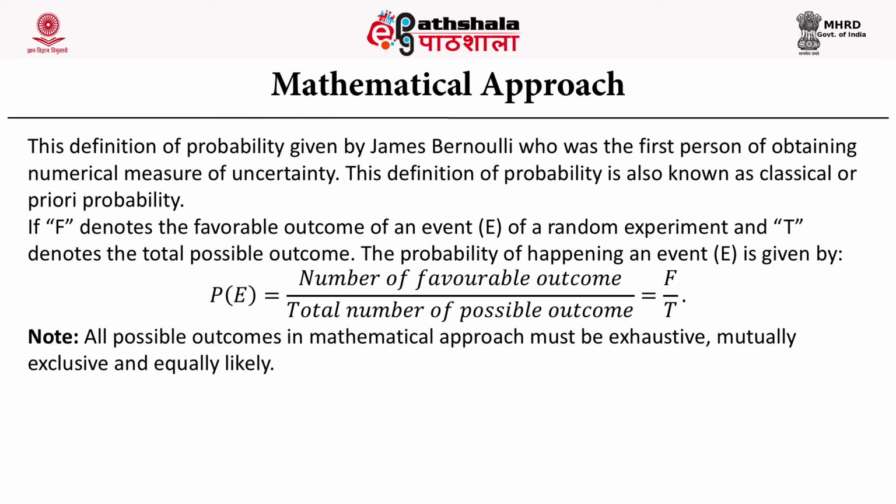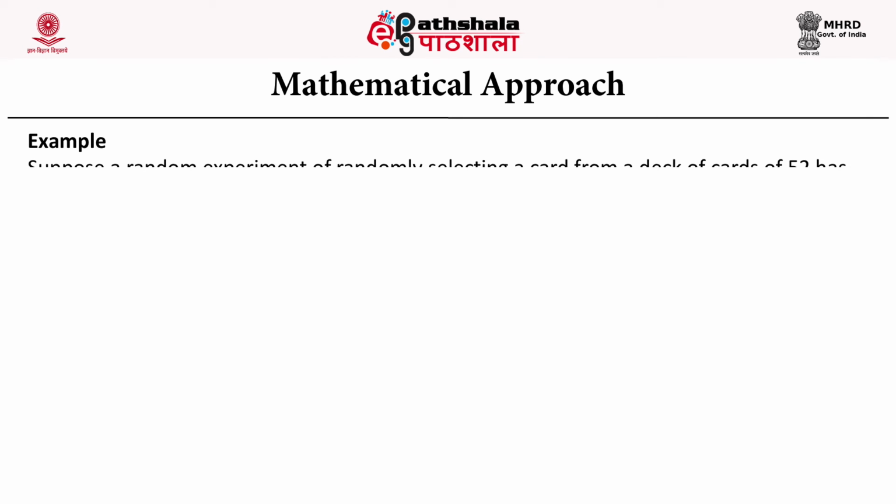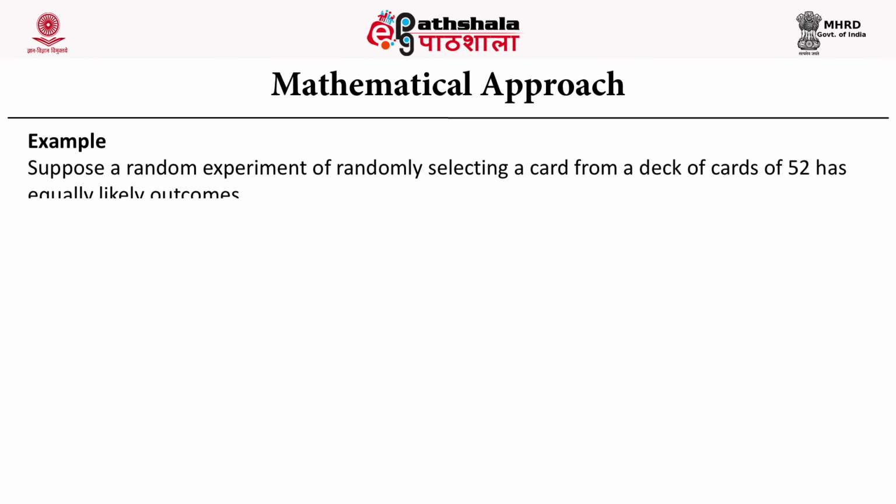Note, all possible outcomes in the mathematical approach must be exhaustive, mutually exclusive and equally likely. We already discussed these terms in the previous slides, so one can refer to the meaning of these terms. Now we will discuss an example of the mathematical approach.